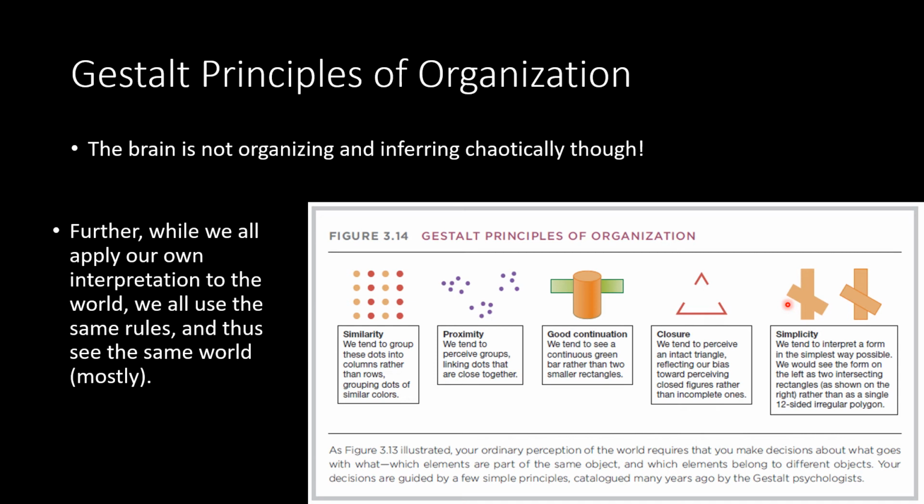Next is simplicity. And this just means that we prefer to organize things into shapes that are simple, like two rectangles, than an oddly shaped structure that has lots of different vertices and odd angles. Now, it is true that we all apply our own interpretations to the world based on our knowledge and understanding and upbringing and so on and so forth. But when it comes to the basic principles by which we organize our visual world, we're all playing by the same rules, and this is one of the reasons why we pretty much see the same world no matter who we are or where we go, at least most of the time.